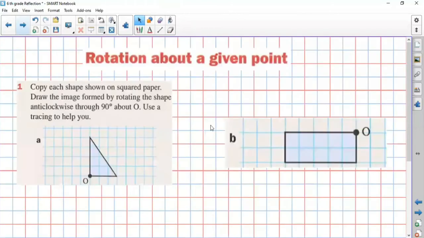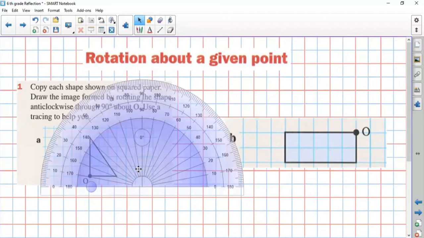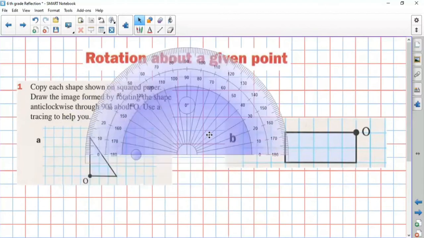Now we can move on to how to perform rotation about a given point. To perform rotation about a given point, we'll need the center of rotation. We'll need to know how many degrees the rotation is performed, the direction of the rotation, and of course we need the tools. So if I have angles, I will need a protractor and my pen. So to perform these, we'll need the protractor.